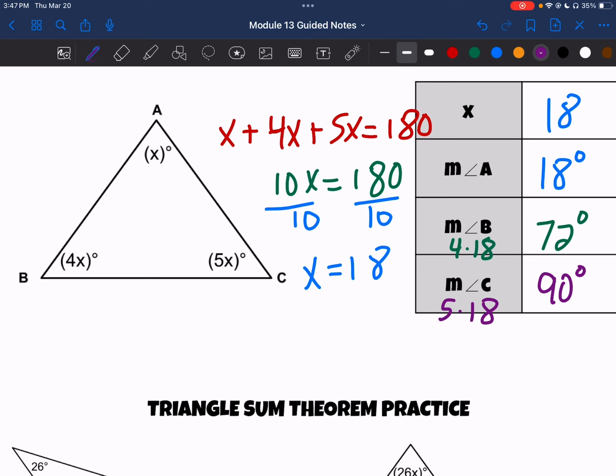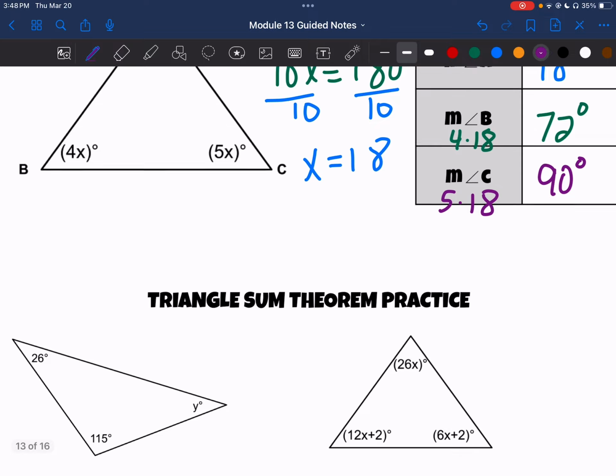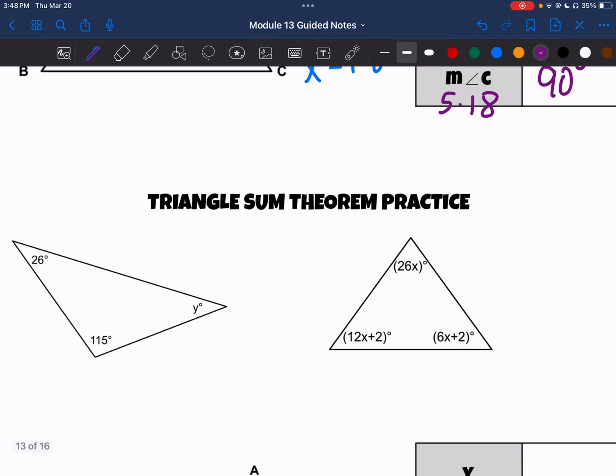And again, we can double check our work and we can do 90 plus 72 plus 18, and we would find that we're going to have a value of 180 degrees. All right. So now we've got 3 problems down at the bottom. I want to encourage you to try these on your own and then check your work against mine.